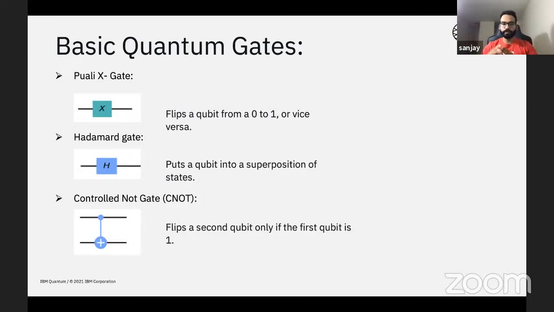Similarly, we have the controlled NOT gate. It flips the second qubit only if the first qubit is one. If the first qubit is zero, the second qubit will also be zero; it doesn't have any effect on the second qubit. But if the first qubit is one, it will flip the second qubit and it will be one. So these are some of the gates that we have in quantum computing. In quantum computers as well, we build circuits, but the gates are different and have different properties that we need to understand.